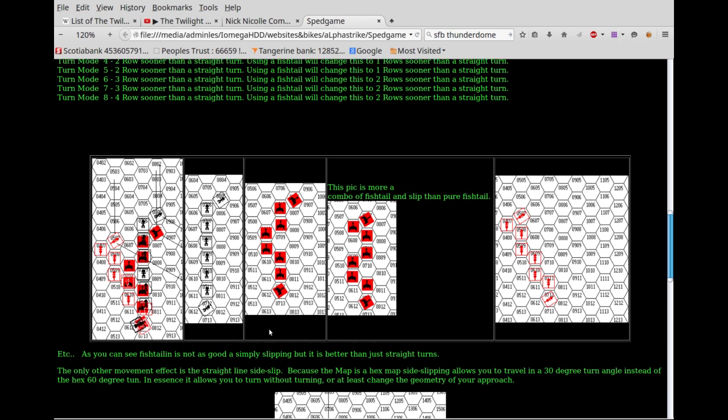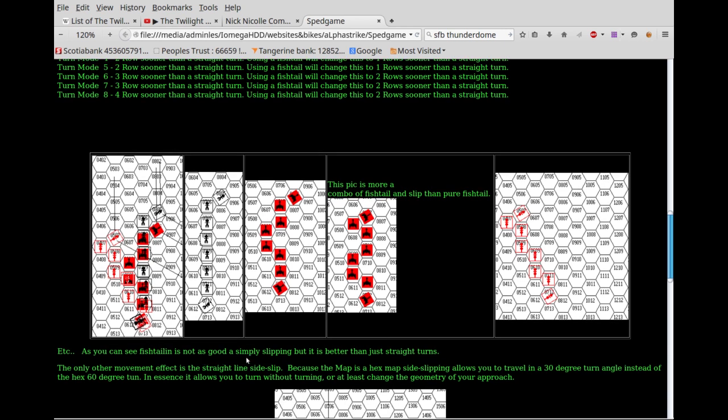So as you can see, the fishtail is not as good as simply slipping, but it is better than just straight turns. So the Gorn here on the right hand side, that's the slipping. The Romulan here did the fishtails, and the Zinti did the straight turns.